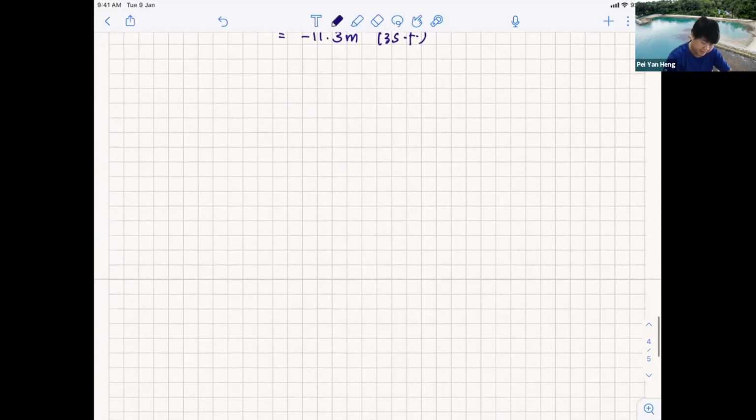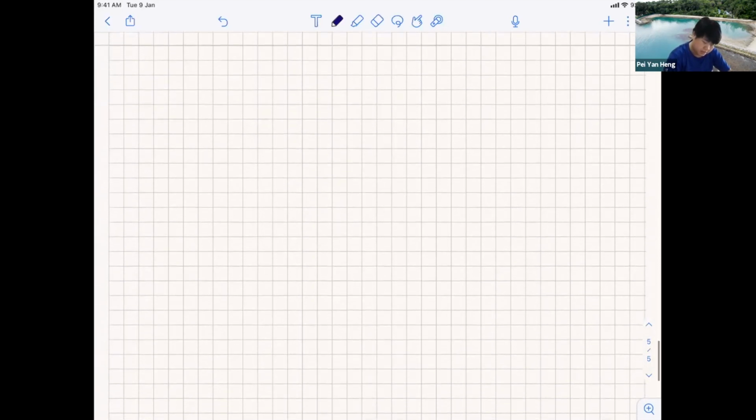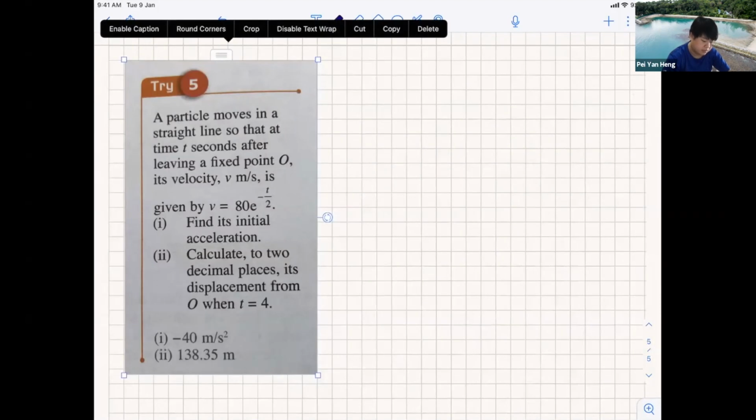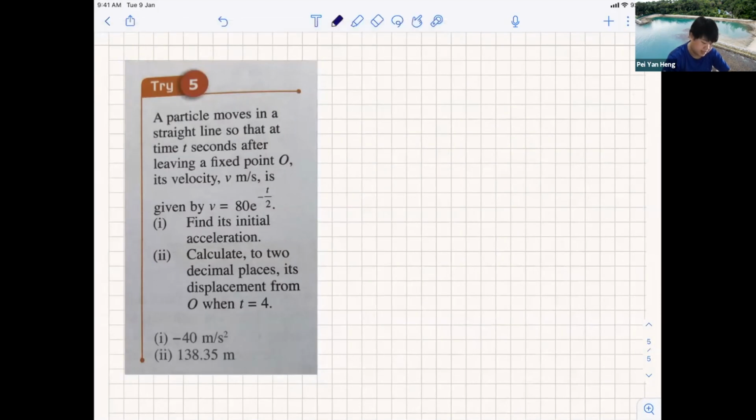Okay, two more questions, try 5 and try 6. We have a particle moving in a straight line, so that time t after leaving a fixed point O, its velocity is given as that. Find its initial acceleration. Okay, so you see the word initial again. So initial tells us that t equals 0. Okay, and we want acceleration.